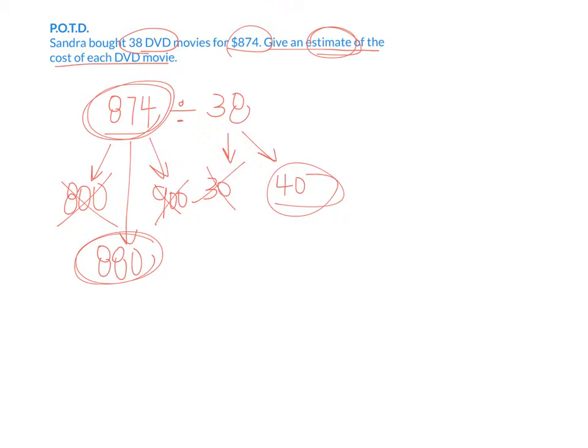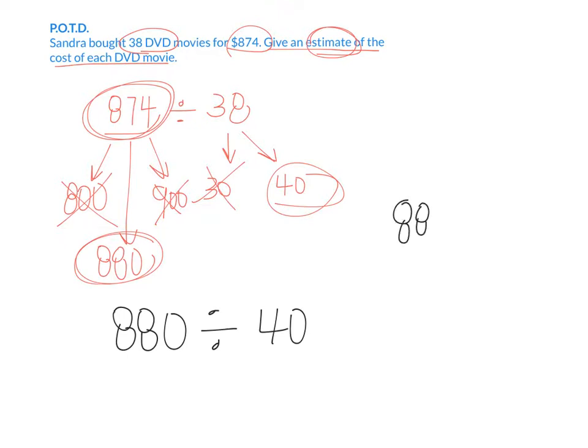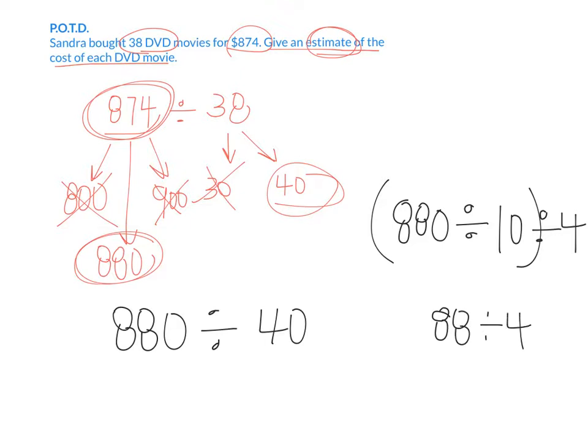Now my new problem is 880 divided by 40. Now does my divisor begin with a 1? It begins with what digit? 4. That means I could split it up. I could say this is 880 divided by what? 10, and then divided by 4. So if I take care of this part first, what's 880 divided by 10? 88. And then I have divided by 4. What's 88 divided by 4? 22. So about how much did each DVD cost?